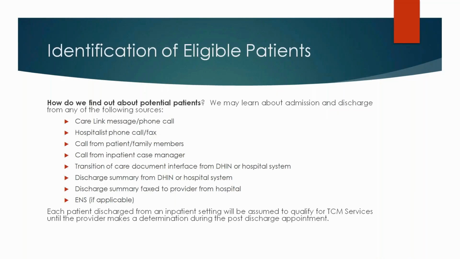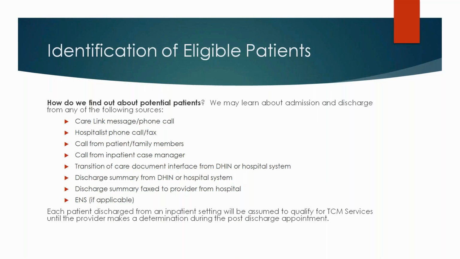The most important thing is to identify when patients are in the hospital and eligible for TCM services. Various practices receive different types of information of when patients are admitted to the hospital. This can be Care Link, which is used throughout the Delaware systems. Care Link can message the doctor's office or place a phone call. Hospital lists, calls from patient families, calls from inpatient coordinators, any of these will serve as ways to know that your patient is in the hospital.